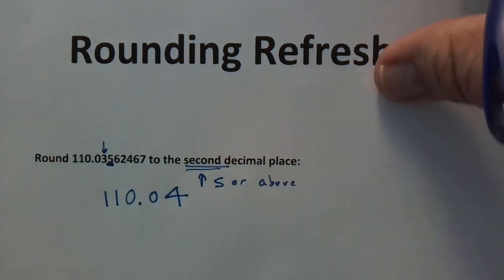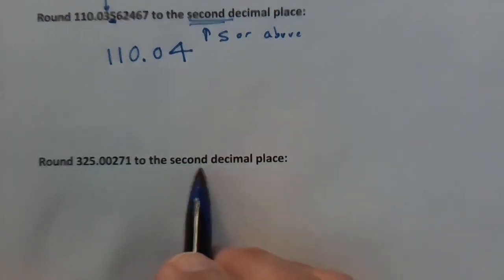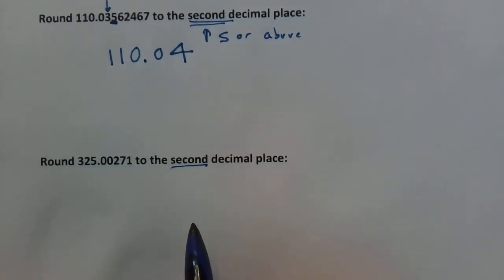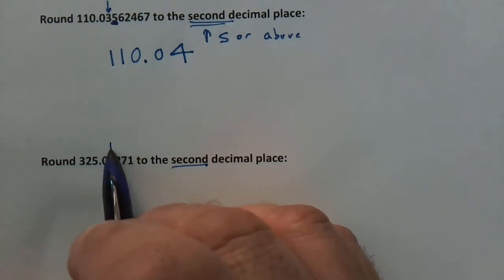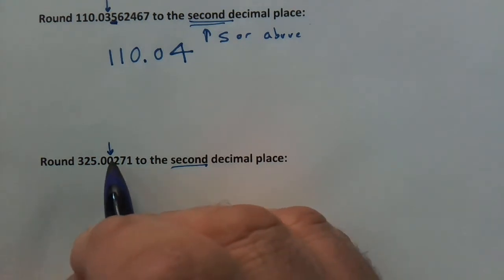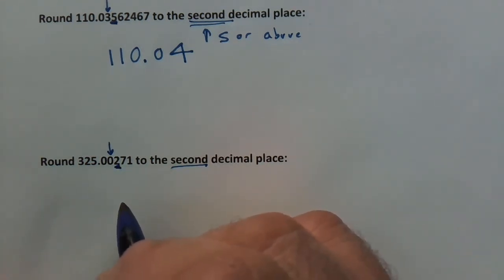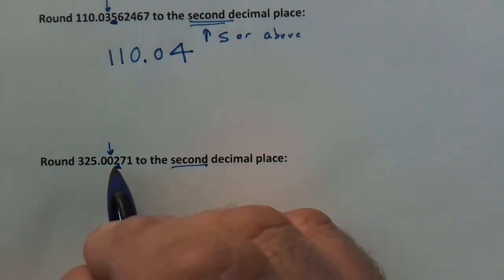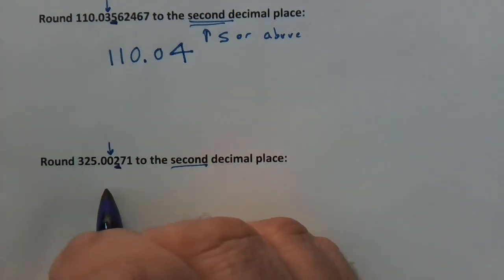Let's look at another example. So I'm going to move this up. And this one says we're going to round again to the second decimal place. So I look for the decimal. I move over 2, and that's the digit that we're looking at. I have to look one digit to the right, and again, I'm going to ask myself, is that a 5 or above? Since it's a 2, it is not a 5 or above. This number here that we're rounding to does not change. It stays the same.